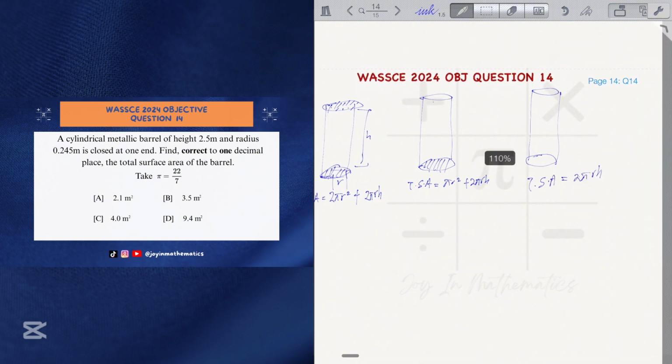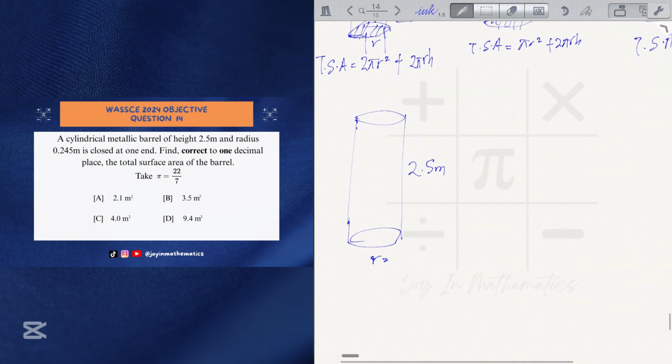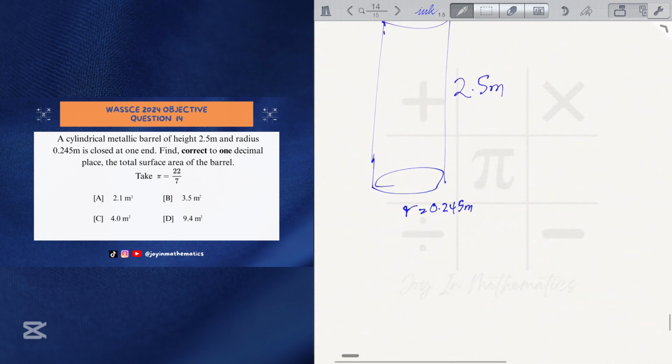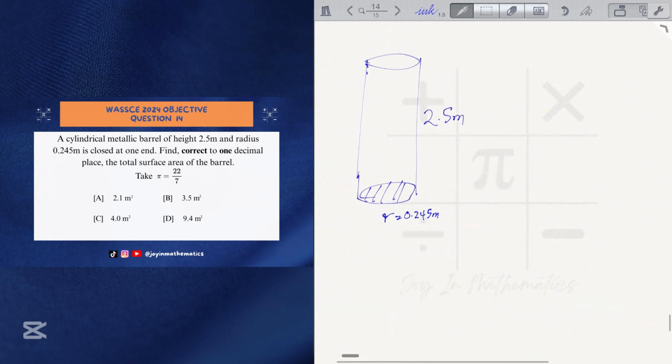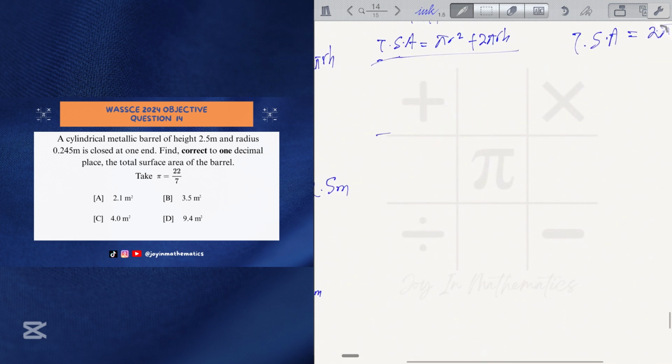Now the question says we have a cylindrical metallic barrel in this format. The height is 2.5 meters, the radius is 0.245 meters, and it is closed at one end. We should find, correct to one decimal place, the total surface area. So definitely we are using this formula. So we have that total surface area.